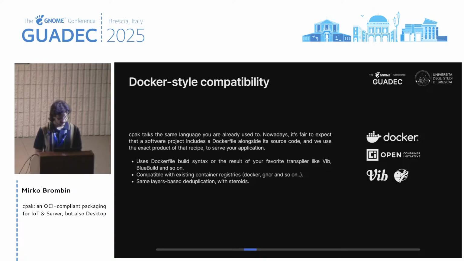Docker style, okay. It doesn't really matter how you make your OCI image. You can use a simple Dockerfile or Containerfile for those using Podman or other systems, or you can use a transpiler like Vib, like BlueBuild, or other projects. We just need an image hosted somewhere. That could be Docker, that could be GitHub, whatever. What you put inside the cpak JSON file, which is the base key, is just what cpak is trying to install. So it doesn't really matter how you make it.